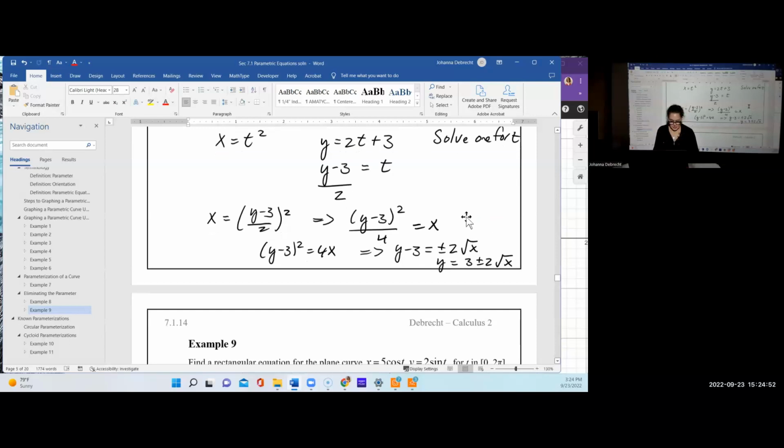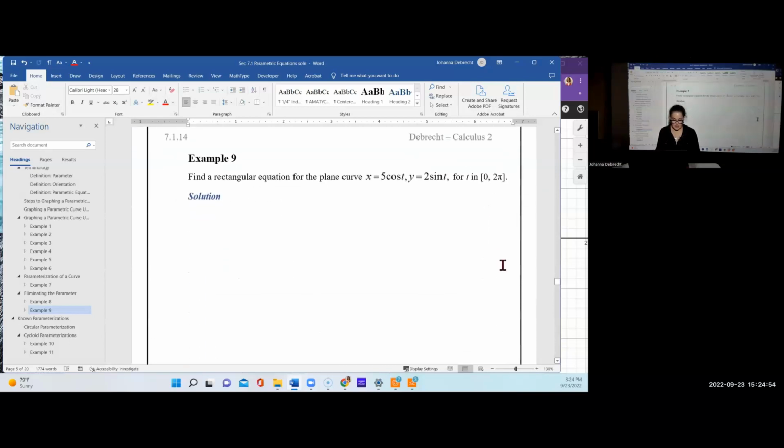So now what we want to do is take a look at the next example, which is example number 9. And what we're doing in example number 9 is a very similar thing, but this one involves trig functions. So we have x equal 5 cosine of t and y equal 2 sine of t.